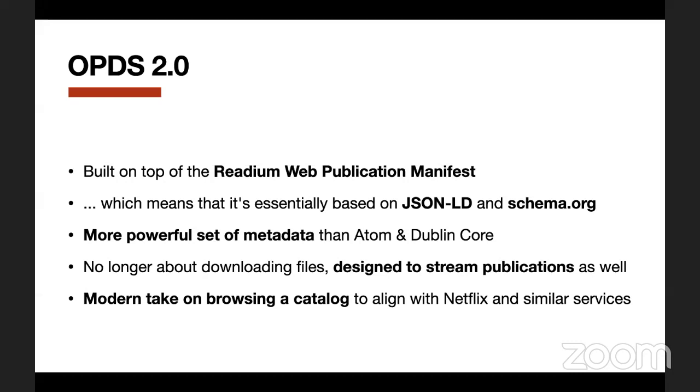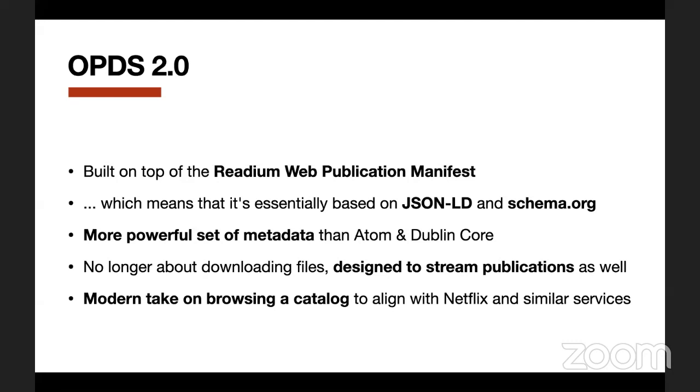A good example of that are audiobooks. Audiobooks can be pretty massive. An audiobook could be 1 or 2 gigabytes, for example. So you don't always want to download your content first, and OPDS 2 takes that into consideration.